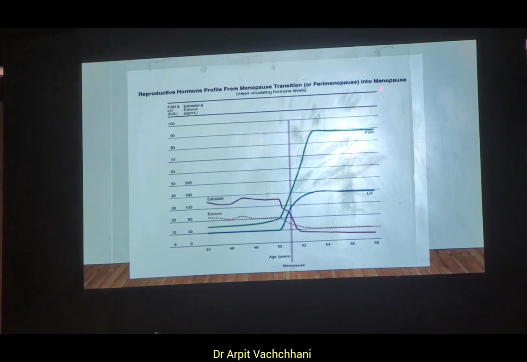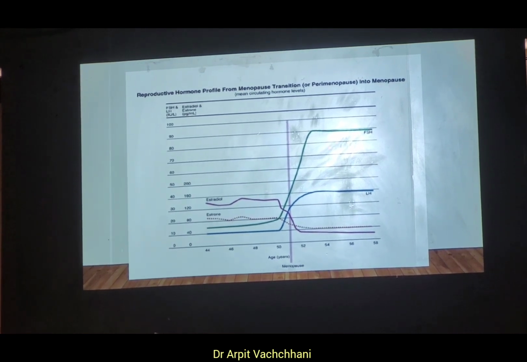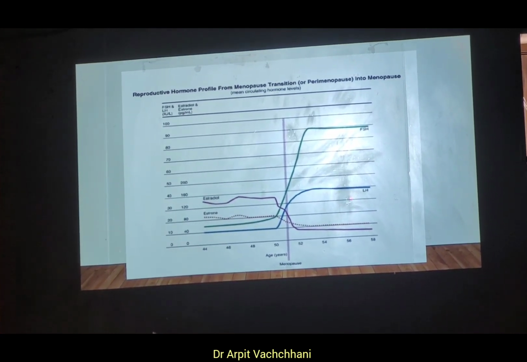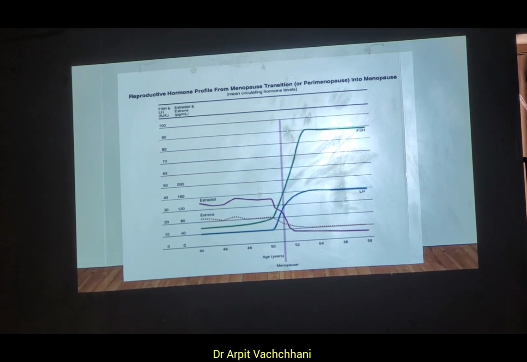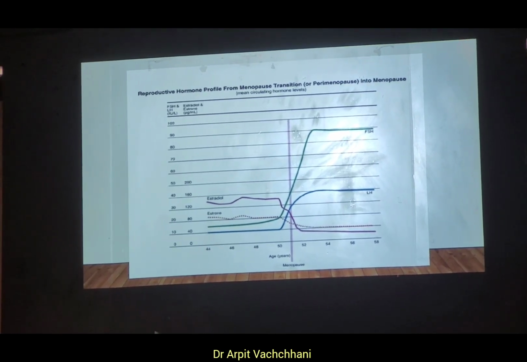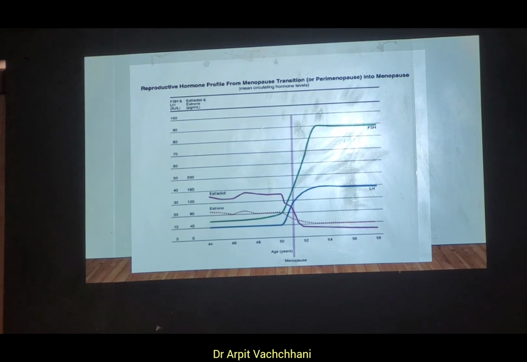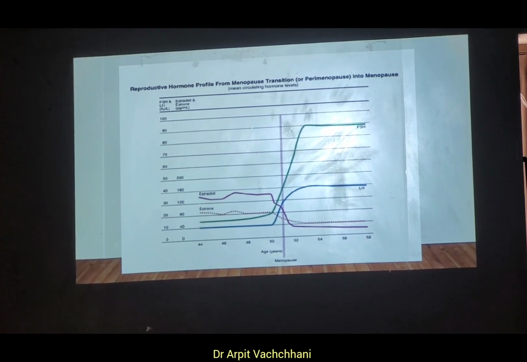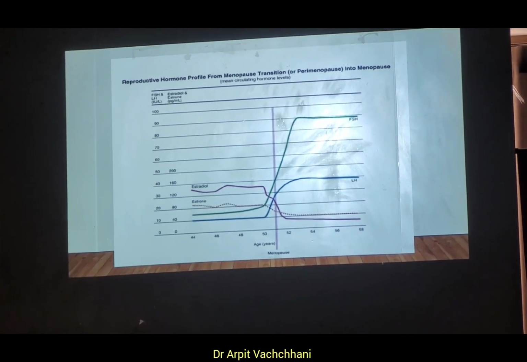So what is the reason for this difference? Why only FSH is increasing and LH is not increasing? This is because LH has a shorter half-life. It has a half-life of only 20 minutes. So it is cleared from the circulation earlier, while FSH has a half-life of about 3 to 4 hours.